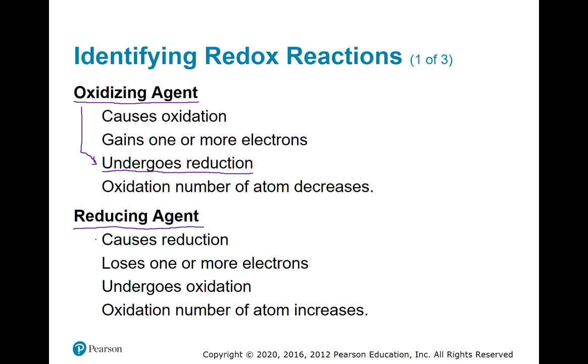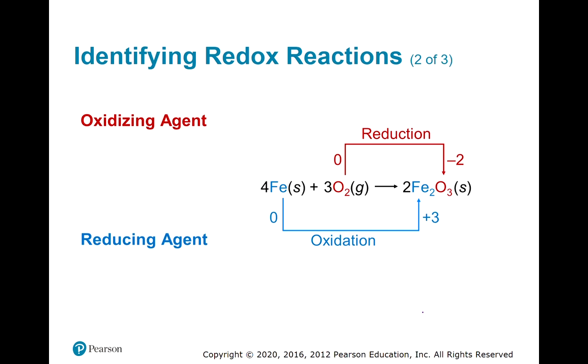The reducing agent is the opposite, so it causes reduction, hence reducing agent, causes something else to be reduced. Since it's causing something else to be reduced, so something else to gain electrons, it is losing electrons itself, and so it undergoes oxidation. And the oxidation number, therefore, becomes more positive or increases.